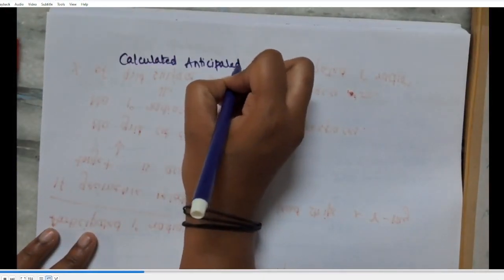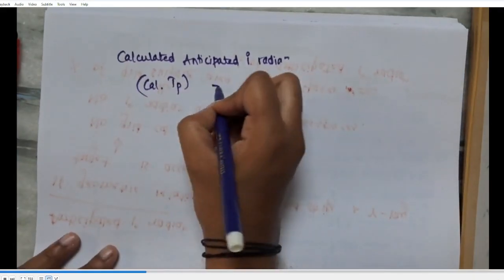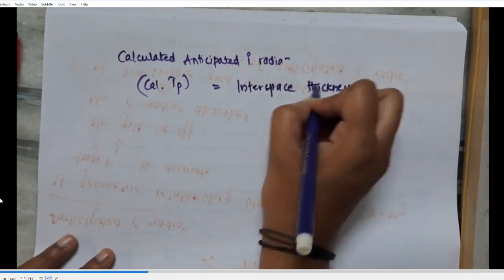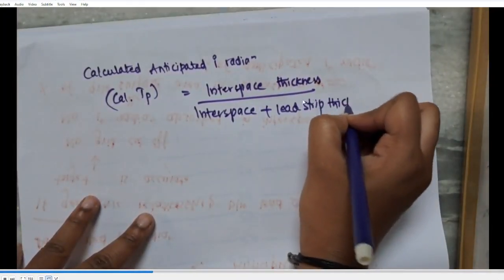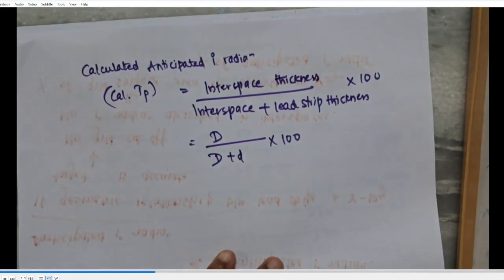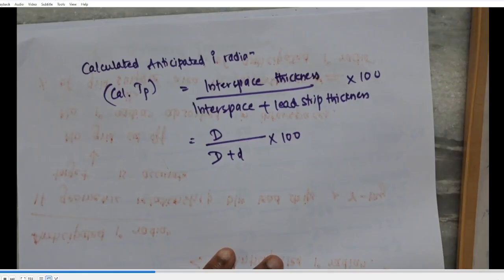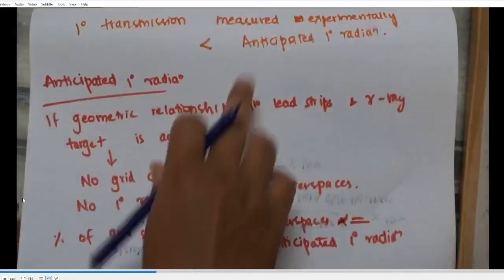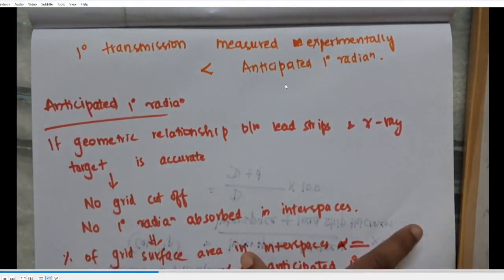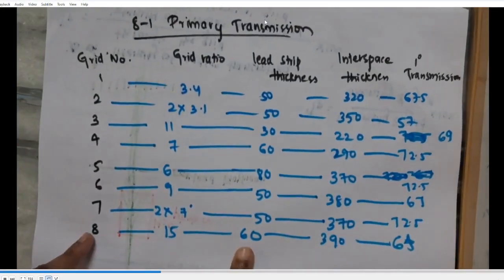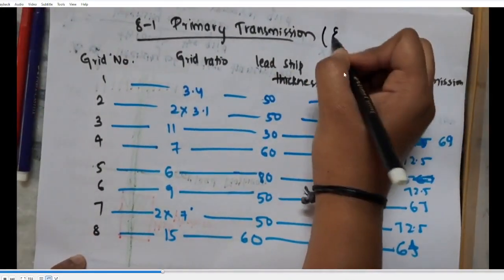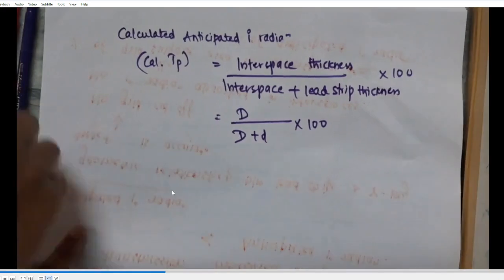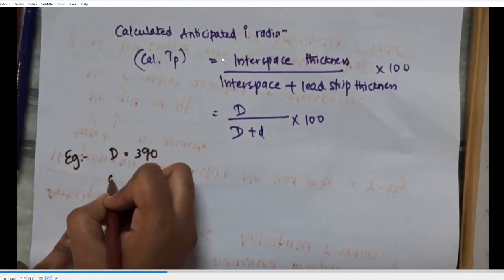So this can be calculated: anticipated primary radiation is given by the formula interspace thickness divided by the interspace plus lead strip thickness, multiplied by 100. This anticipated primary radiation is more when compared to the experimentally calculated primary radiation, which is many times lesser.